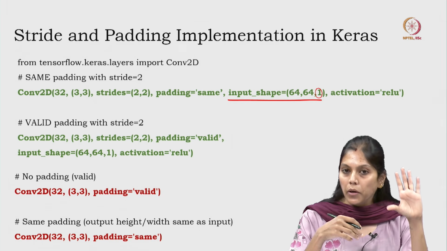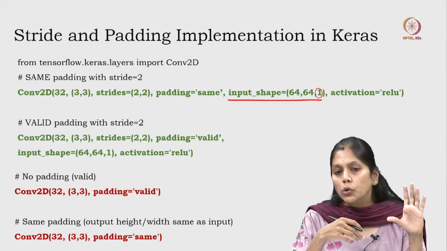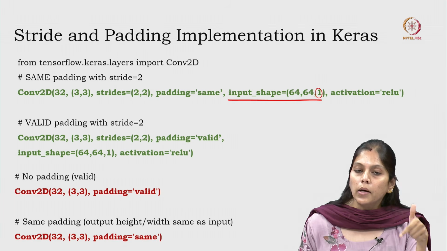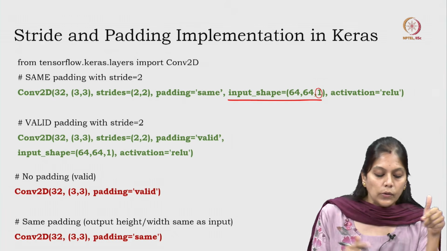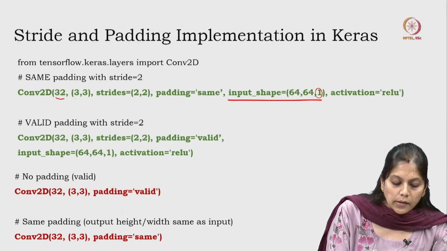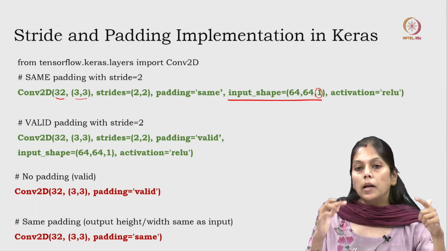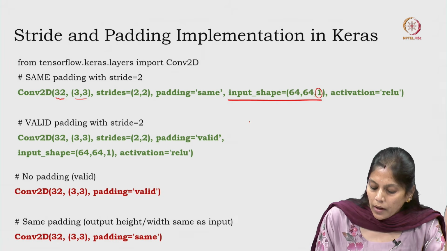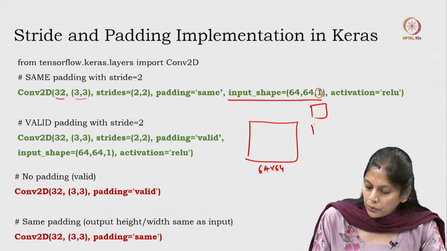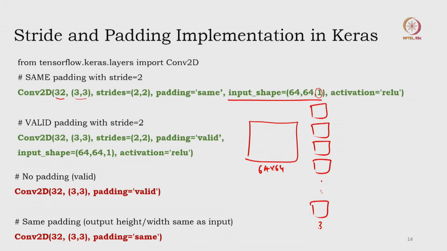Now, whenever you want to perform a convolution operation, you have an input image. Along with the input image, what else is required? The kernel. A kernel has a number of kernels and a size. So 32 says the number of such kernels, and 3 cross 3 indicates each kernel is of size 3 cross 3. Diagrammatically, you have an input image 64 cross 64, and we have 32 such kernels, each of size 3 cross 3.